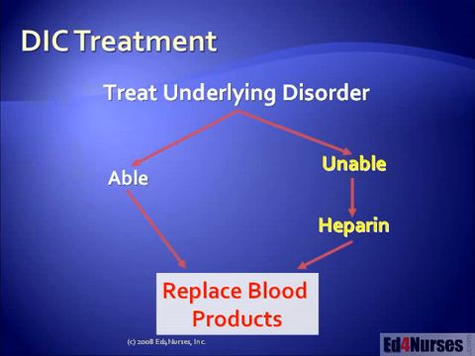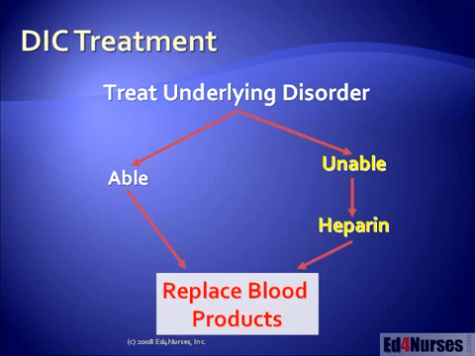Now, how we treat DIC primarily is going to be to replace the blood products. The patient is losing platelets and clotting factors. So those are going to be two major priorities in this patient. Even though the patient may be bleeding from every orifice, the primary things we want to replace are going to be platelets, FFP, and cryo. We want to replace those clotting factors. If we're able to treat the underlying disorder, we can simply replace the blood products and the patient will probably do well.